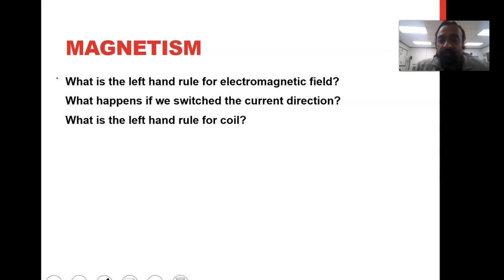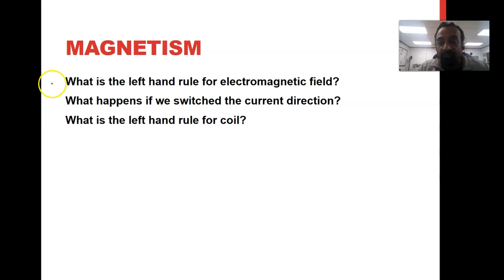So what is the left-hand rule for electromagnetic field? What does that mean? That if you put your left hand around the magnetic field, the thumb will point north. That's something you'll find in the video. What happens if you switch the current direction? The magnet will switch as well.